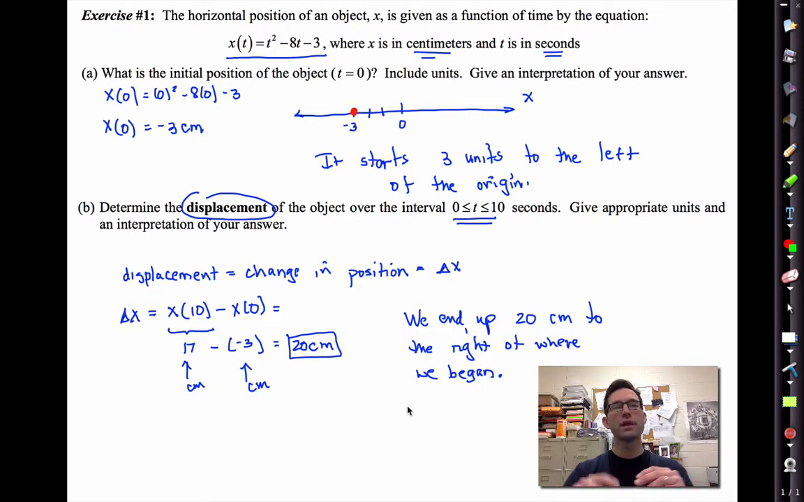Now, letter A, that's a static thing, right? Where are we at t equals 0? Letter B, here we're measuring change. How much has the position changed? And I want you to keep in mind, of course, that the displacement can certainly be negative. If we had a negative displacement, it would just simply mean that our position overall decreased. Okay? I'm going to clear out this text and continue on with this problem.